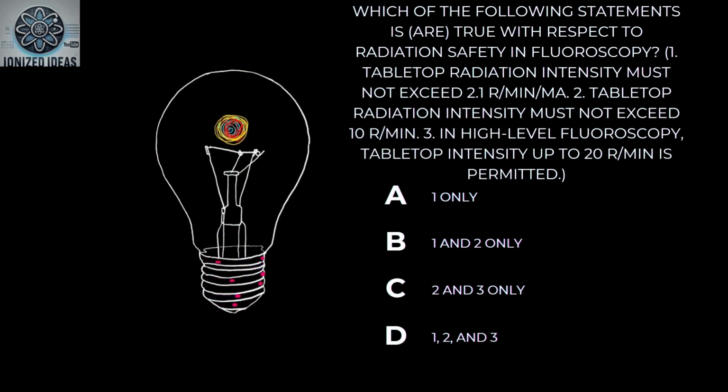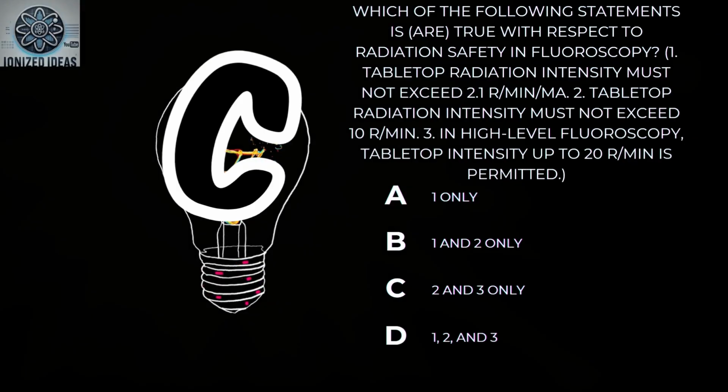Which of the following statements are true with respect to radiation safety in fluoroscopy? 1. Tabletop radiation intensity must not exceed 2.1 R per minute per milliampere. 2. Tabletop radiation intensity must not exceed 10 R per minute. 3. In high-level fluoroscopy, tabletop intensity up to 20 R per minute is permitted. A. 1 only. B. 1 and 2 only. C. 2 and 3 only. D. 1, 2, and 3.